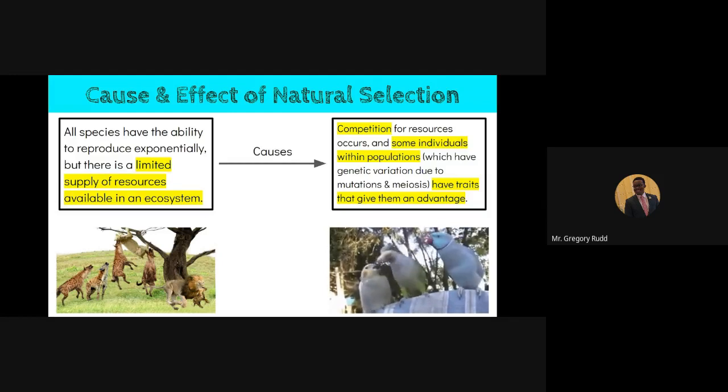So the fact that there is a limited supply of resources leads to competition for those resources. So individuals within the species will start to compete. And of course, individuals with specific traits are going to have an advantage. The faster individuals will have an advantage. The taller individuals will have an advantage. The smarter individuals will have an advantage. The stronger individuals will have an advantage. So depending on whatever resource is being competed for, specific traits will begin to provide an advantage. And the individuals with that advantage, of course, have a higher chance of surviving.